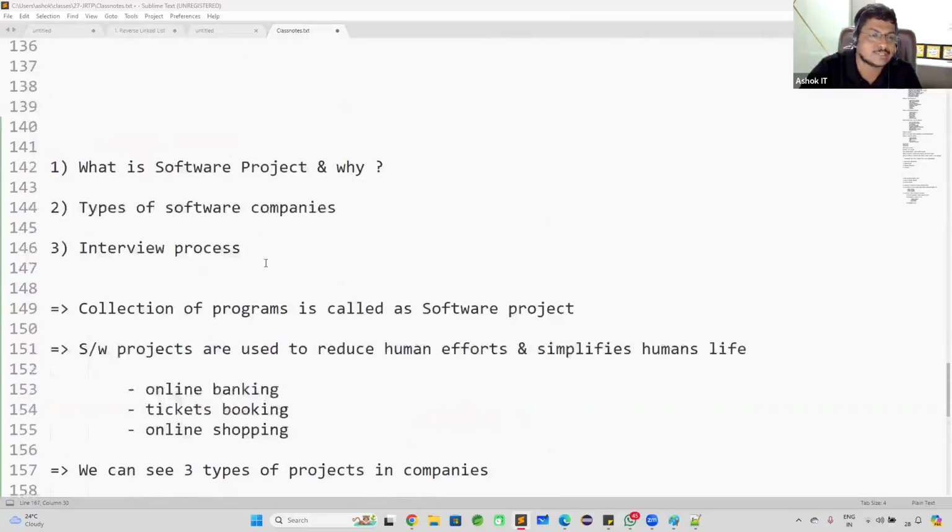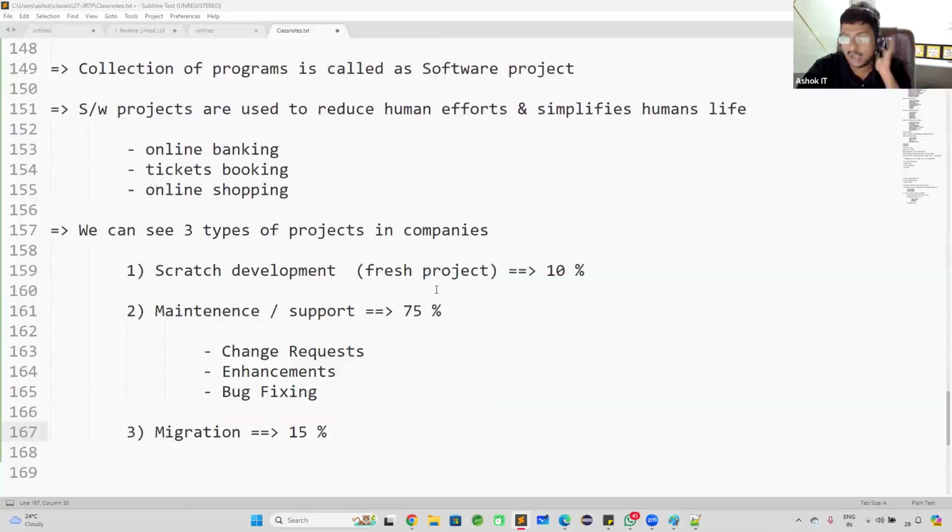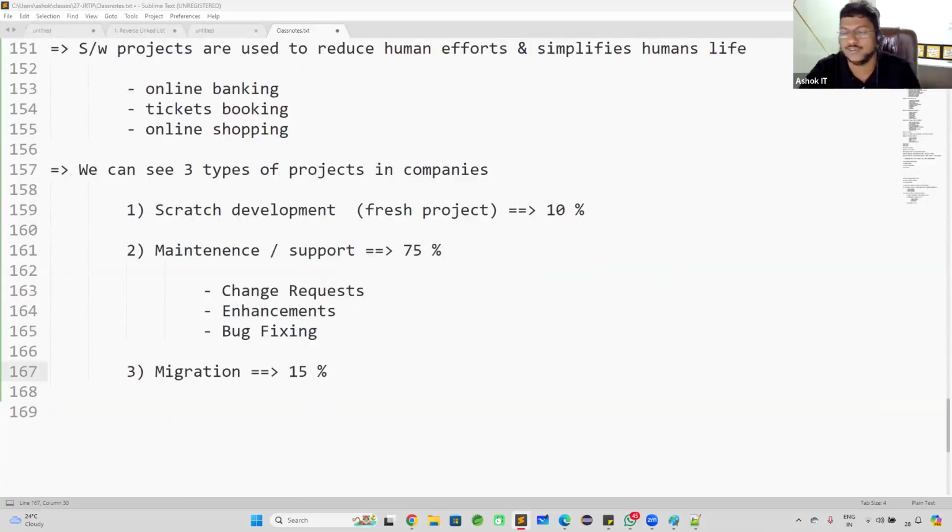So are you guys clear with these points? What is a project and why are we developing projects? What types of projects can we see in companies? If you are clear with this, then I will move on to the next topic. Please respond in the chat box. I need your confirmation, guys. Please participate in the class. Don't sit idle. I need your response in the chat.